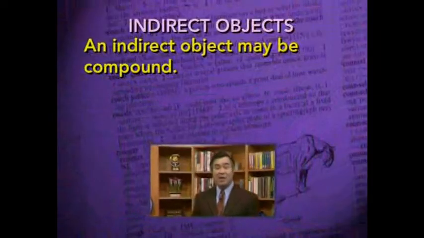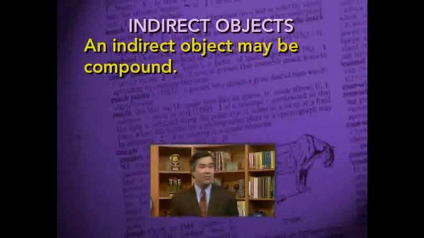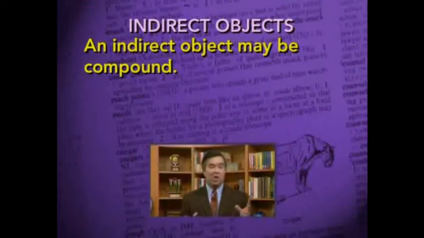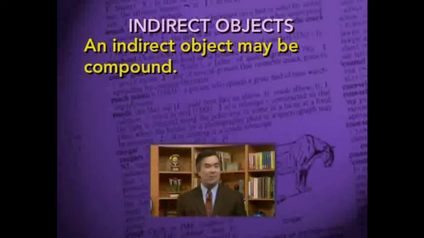Finally, an indirect object may be compound. Just as a direct object may include two or more things joined by a coordinating conjunction, the same can be true of an indirect object.